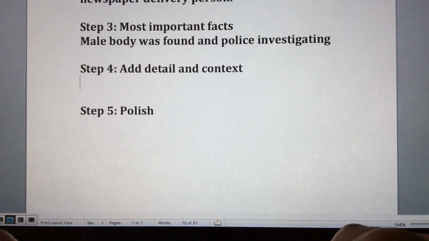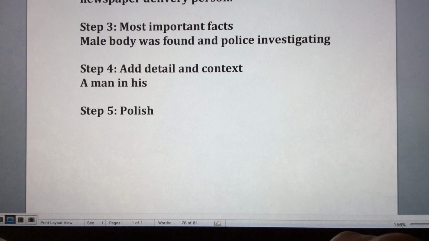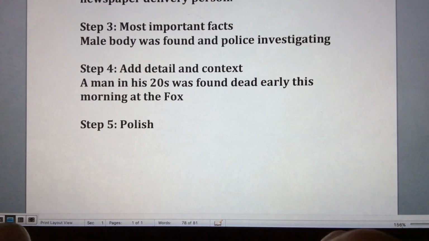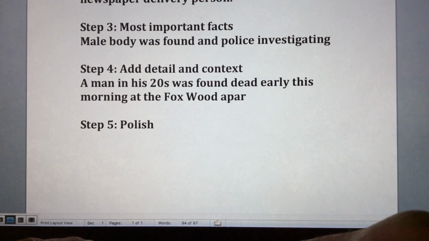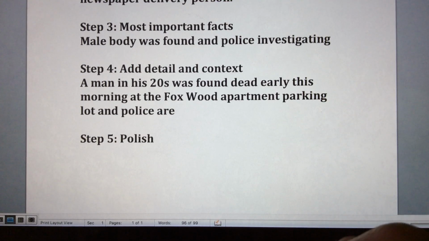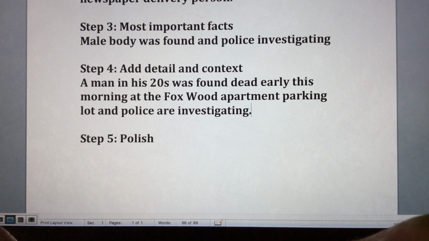Okay, now we're going to add in our detail. And what are some of those details? So a man in his 20s was found dead early this morning at the Foxwood apartment parking lot, and police are investigating. Now, I took out the newspaper delivery person only because I felt that wasn't really an important detail. It wasn't really relevant to the news.